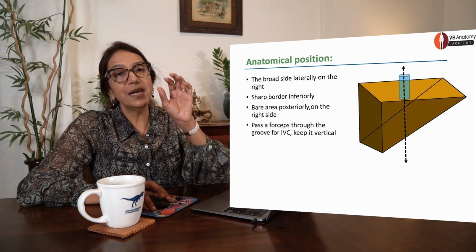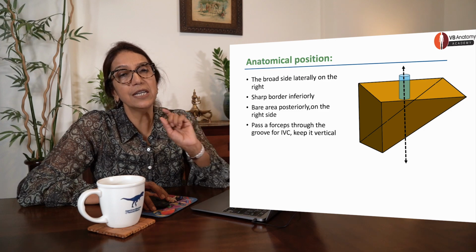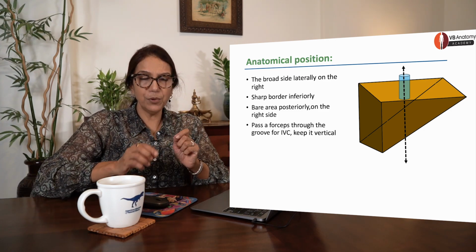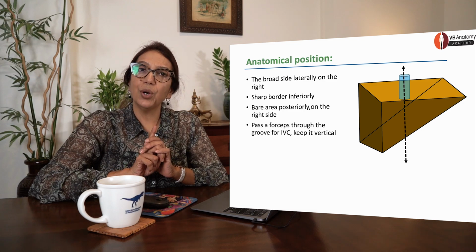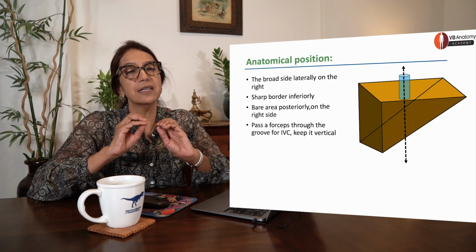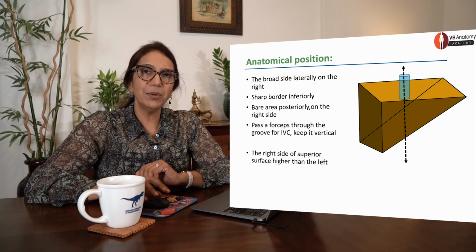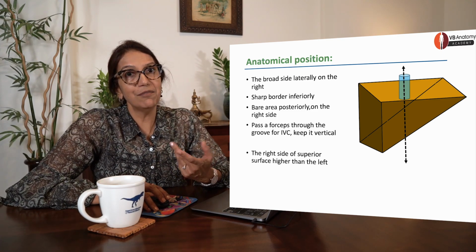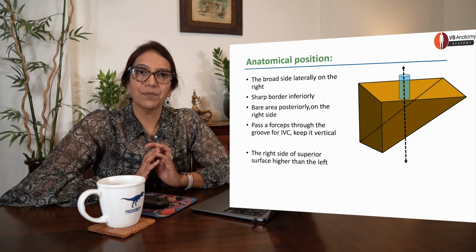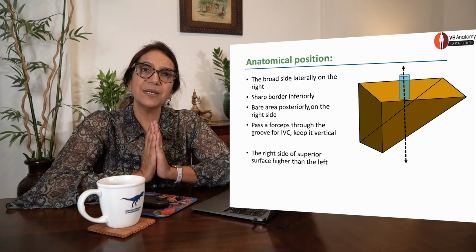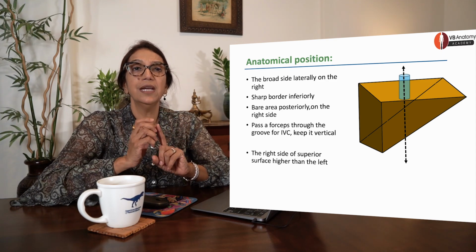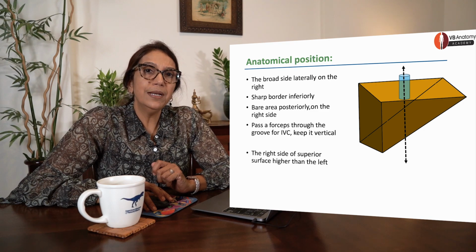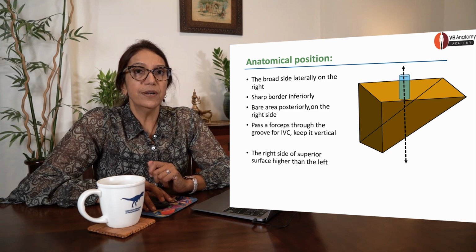Place this, you will find a groove for inferior vena cava in the liver. Place your forceps through the groove and keep your forceps vertical. If you are able to do that, then your liver is in the right position. Remember, the right lobe will be slightly higher than the left. If you can manage that, fine. If you can't, leave it. Just ensure your forceps is in the inferior vena cava and the forceps is vertical. Okay, so that's the normal anatomical position of liver.